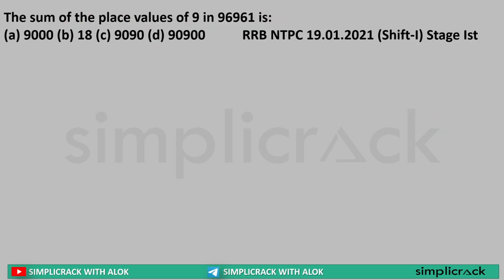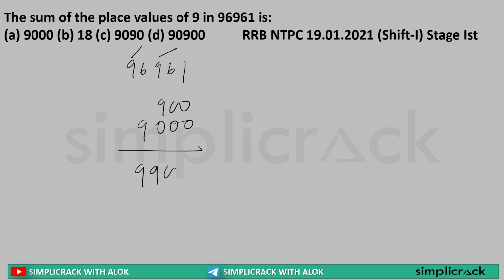Sum of place values of 9. Sir, 96961. This is the 100s place, so its place value is 900. This is in the 10,000s place, so it is 90,000. So now addition of both is 90,900. Sorry, my bad, this is 90,900. So this is the right answer.